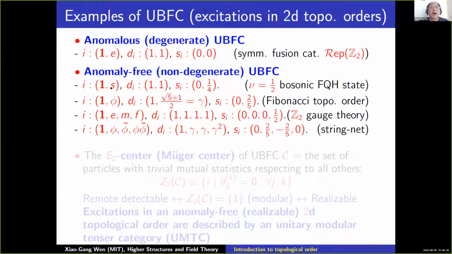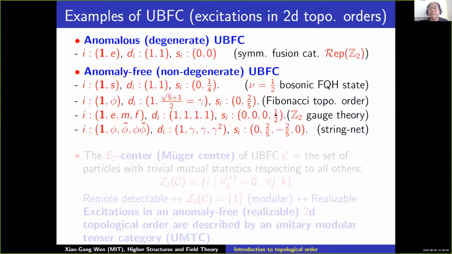And there are other things like this. There is the semion model. We have two objects, both with quantum dimension 1, but the non-trivial object has a spin of a quarter. That's a semion, and this is realized in the bosonic quantum Hall states. And then we have the Fibonacci topological order, where again there are two objects. The quantum dimension is the Fibonacci number, and the spin is 2/5. And the Z2 gauge theory is what we discussed, the e, m, f.